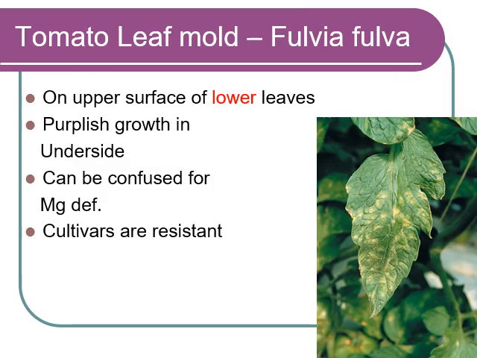Tomato leaf mold, or Fulvia fulva. That's a fun name to say. It looks a lot like a magnesium deficiency because it's in the lower leaves and it's interveinal chlorosis, right? Which we would typically consider magnesium. So that's something that you have to be careful with. One of the things that will help you is that it's not always interveinal. Sometimes the veins go yellow too, but that's not an easy one.